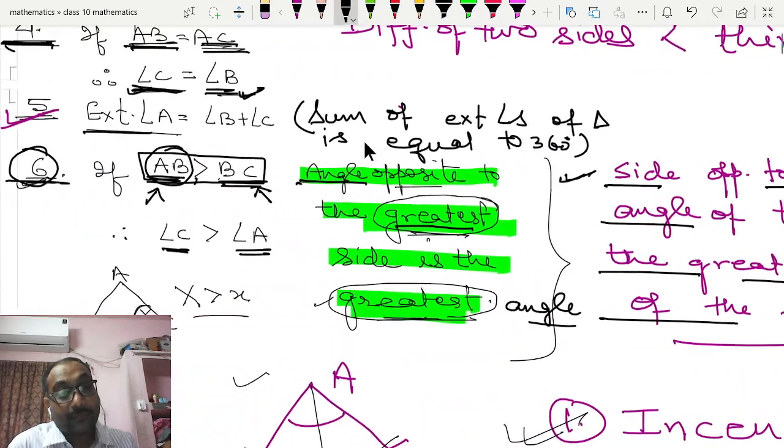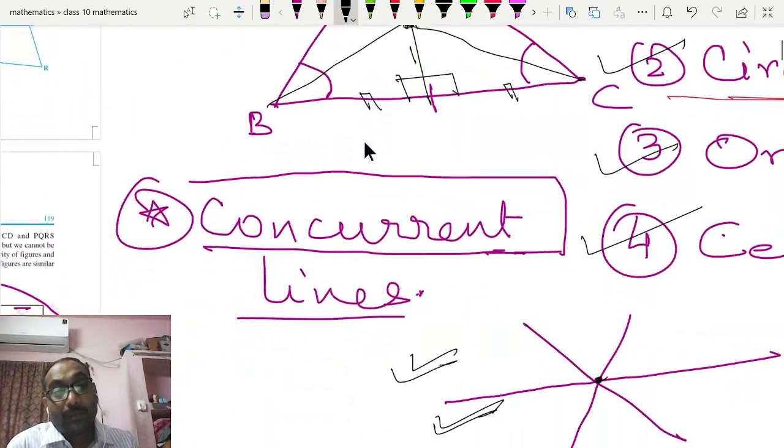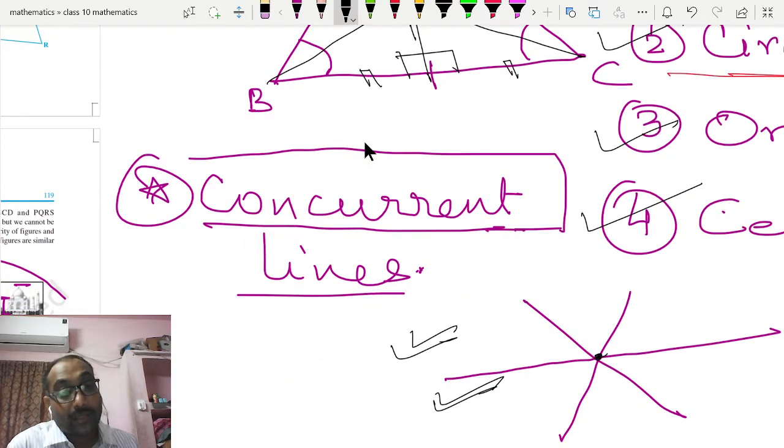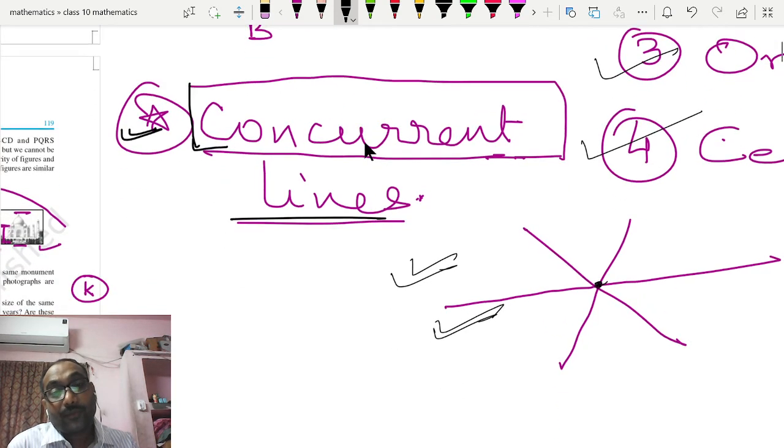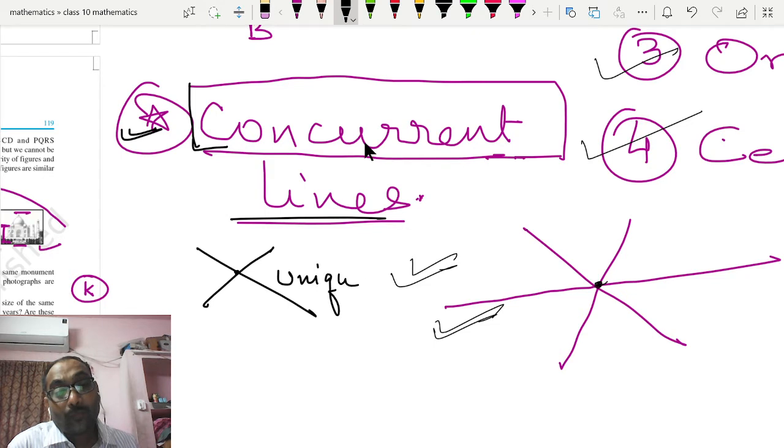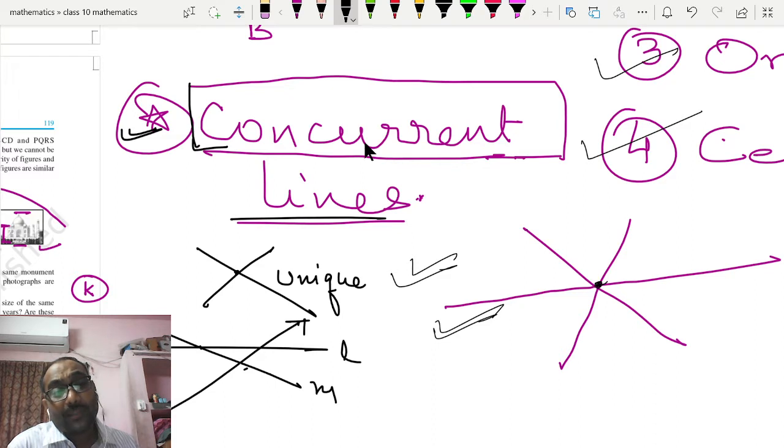Now, many more properties related to concurrent lines are also there. What are called concurrent lines? See, if two lines intersect, then there will be one unique point, and if more than two lines intersect, then it may be one or more than one. So here there are three lines intersecting at different places. So these lines cannot be said to be concurrent.